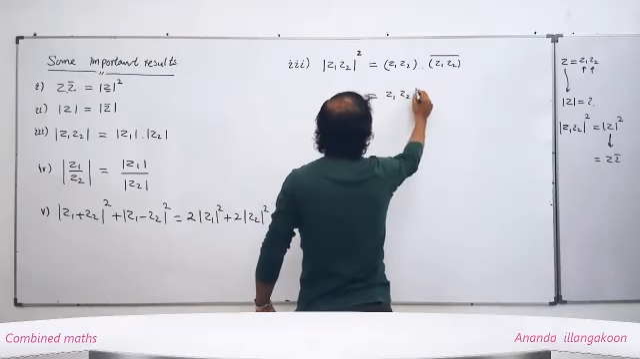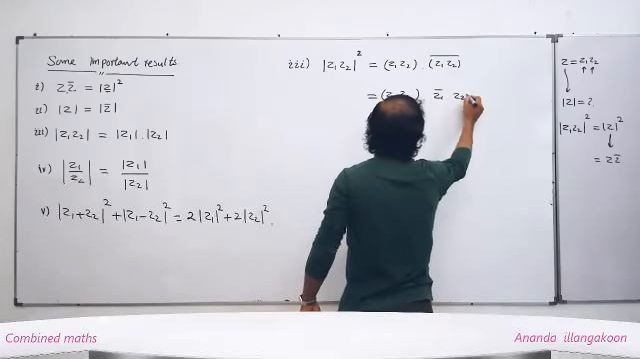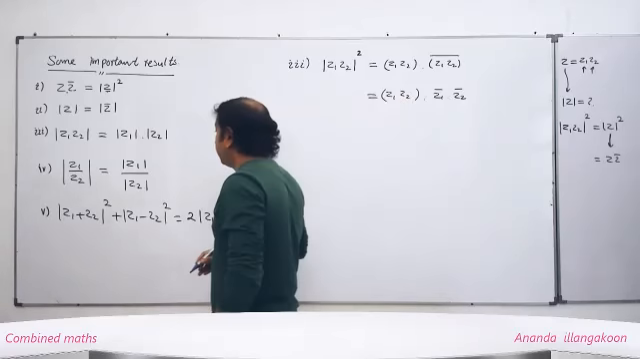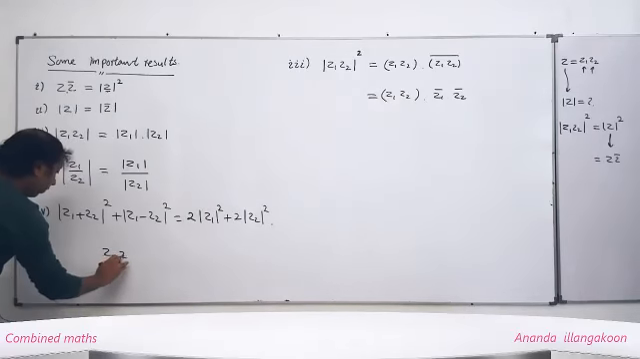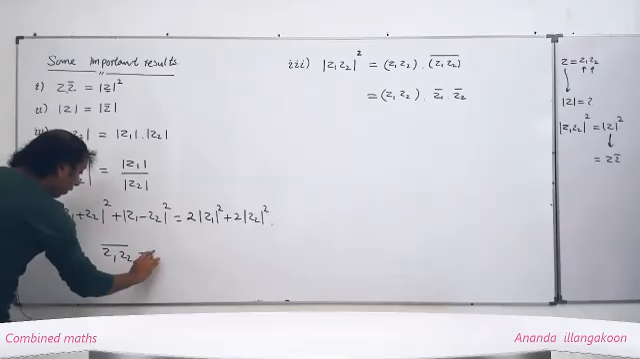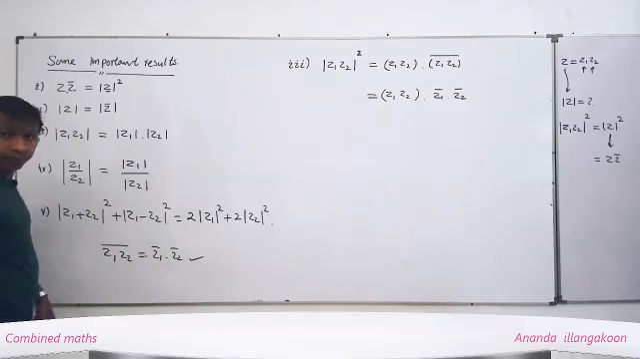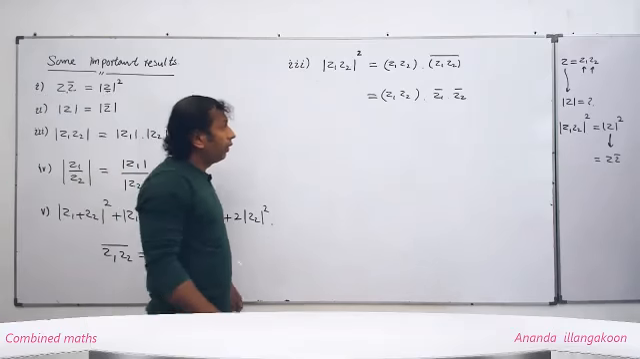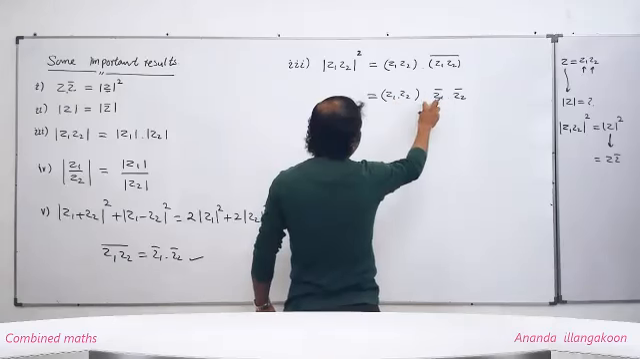Z1 Z2 times Z1 conjugate into Z2 conjugate. That is, of course, by the previous result. I think you can remember that the conjugate of Z1 Z2 we can write as Z1 conjugate, Z2 conjugate. This we proved. Now I can write here we have a product, with that we have this product.